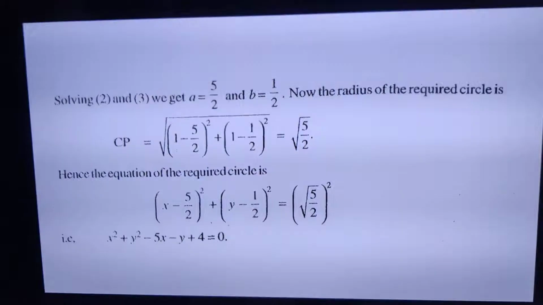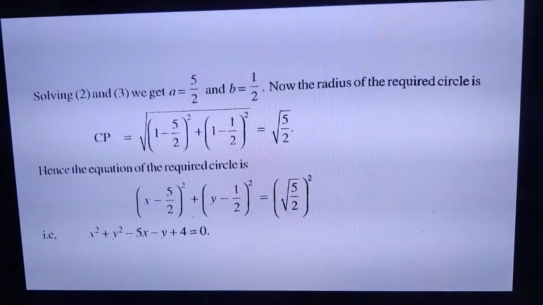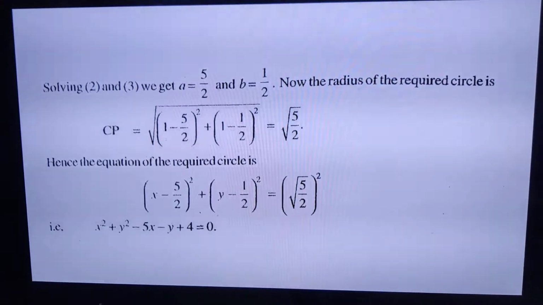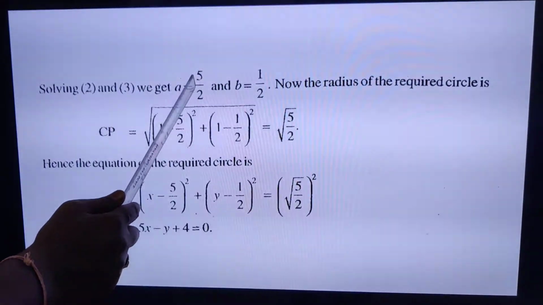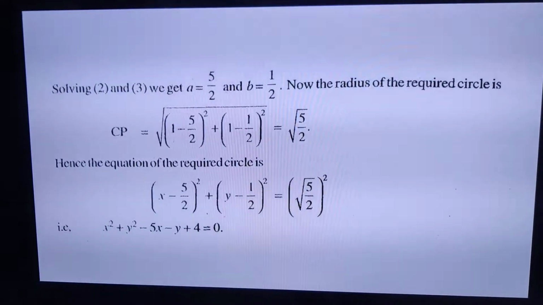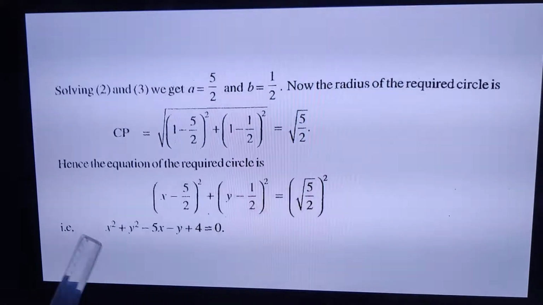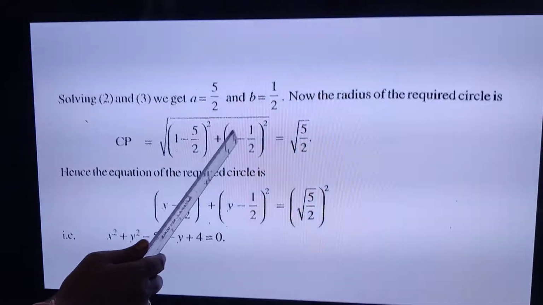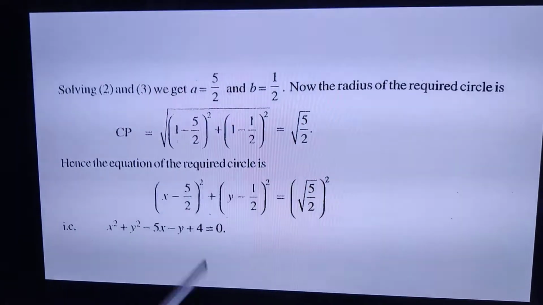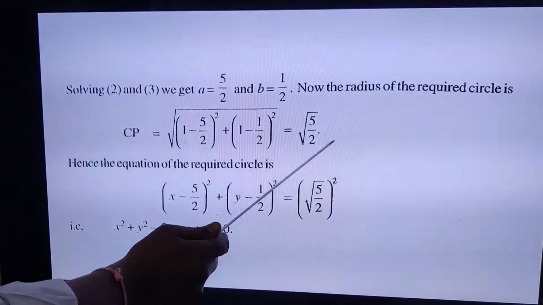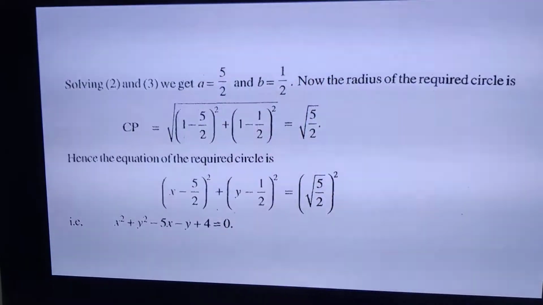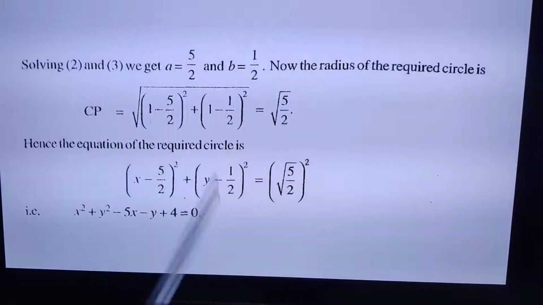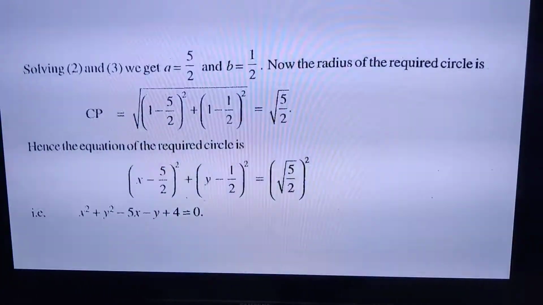by 2. Now we find the radius of the required circle. CP is equal to r. What is C? The center of the circle is (5 by 2, 1 by 2) and P is (1, 1). CP is equal to root over (x2 minus x1) whole square plus (y2 minus y1) whole square. After simplifying this we get the value root 5 by 2. Now we have found the radius of the circle and the center of the circle (a, b). Hence we know the equation.